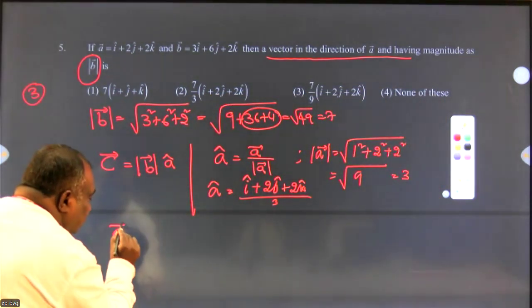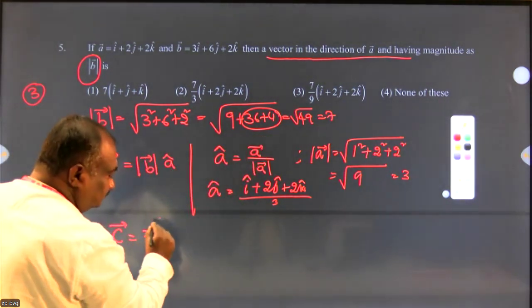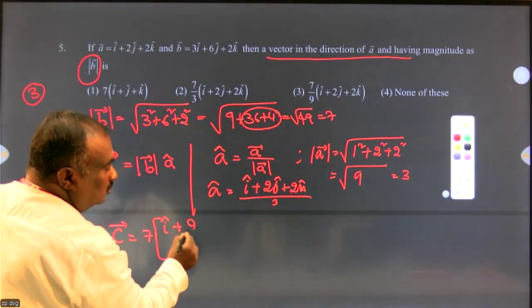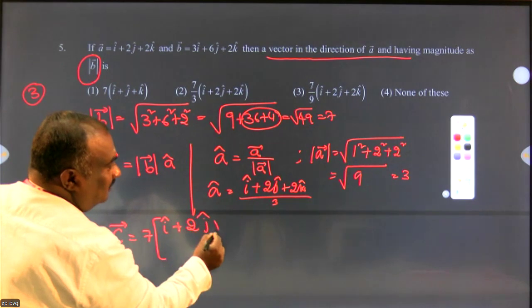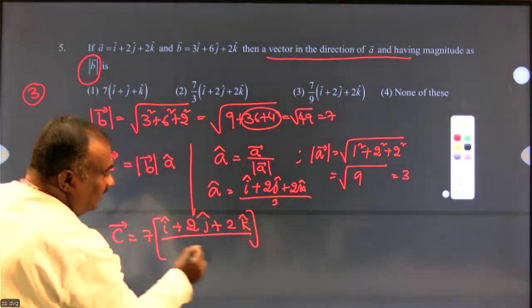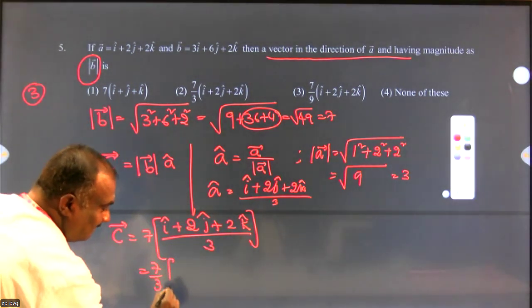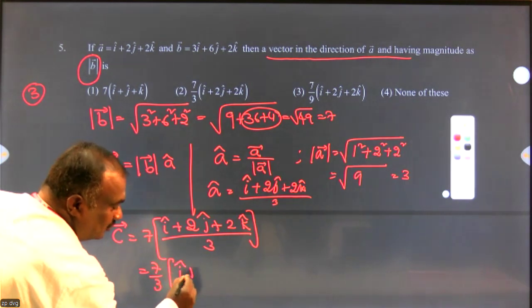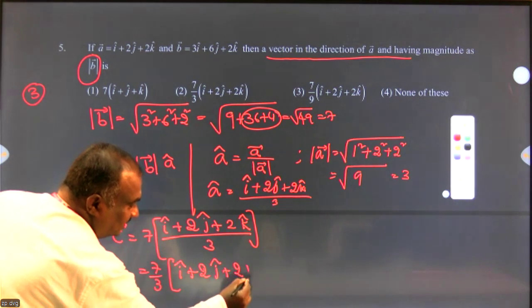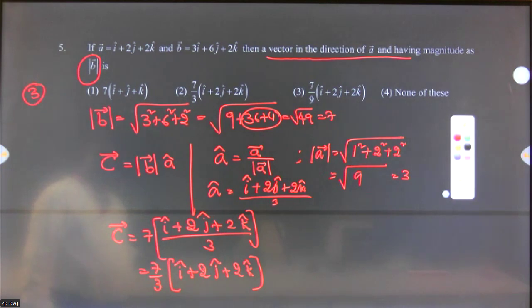Now, the required vector C bar, what are you getting? C bar is equal to modulus B bar times A cap. What is the modulus B bar? 7. So 7 into (I cap plus 2 j cap plus 2 k cap) by 3, or else you can write this as 7 by 3 into (I plus 2j plus 2k). Check which option is going to match. That is the answer.